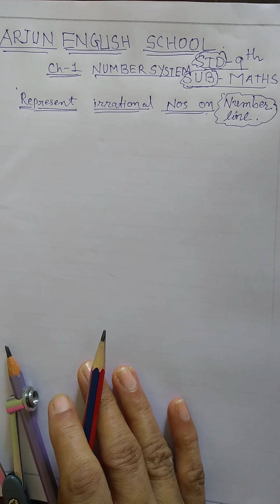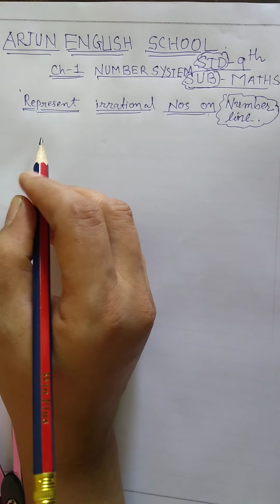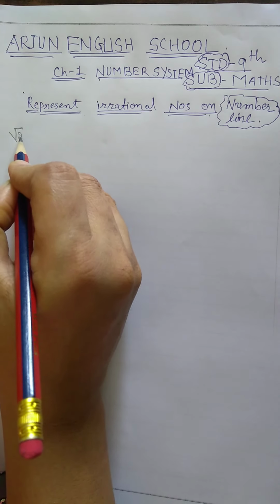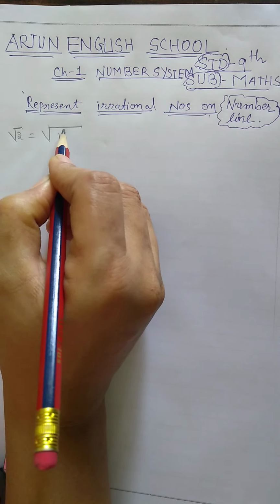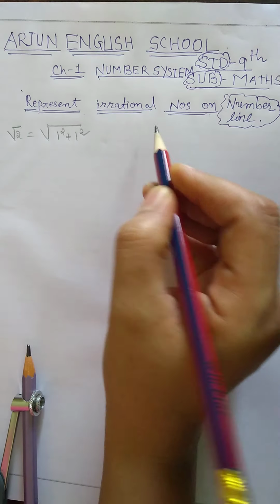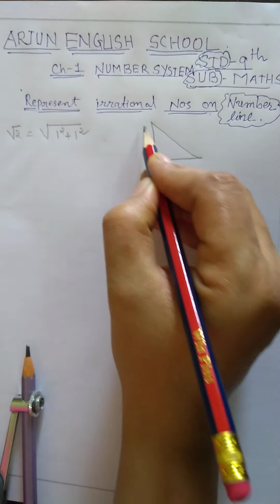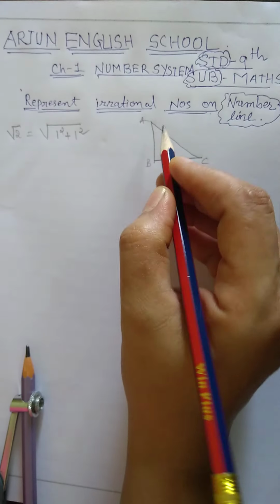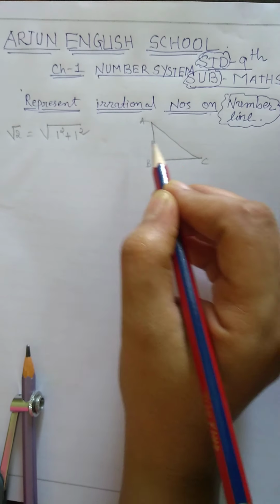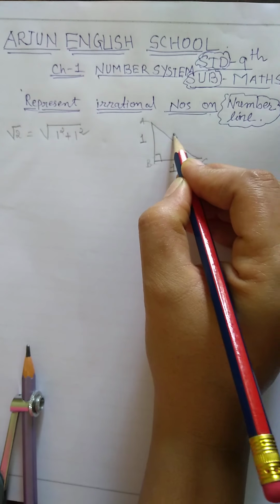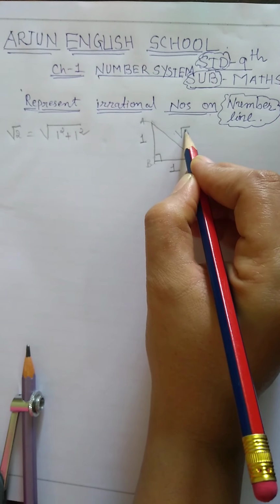Let us see how we can locate some of the irrational numbers on the number line. For that, we use the Pythagoras theorem. Root 2 is equal to root of 1 square plus 1 square. Here I will show that ABC is a right angle triangle. AB is 1 and BC is 1. Then AC will be root 2.